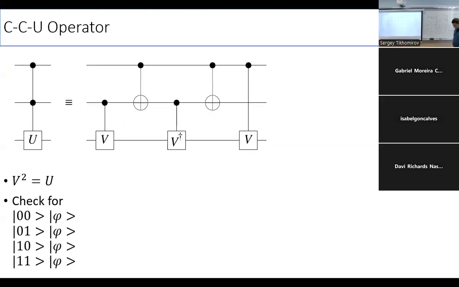Now let me come to examples which at the same time would be important for the future. Let us consider the controlled U operator, and let us try to represent it as a composition of two qubit operations. And here is the scheme which does this. Here there is an operator V, and it's not an arbitrary operator, it's such an operator that its square is equal to U. So V is the square root of U.